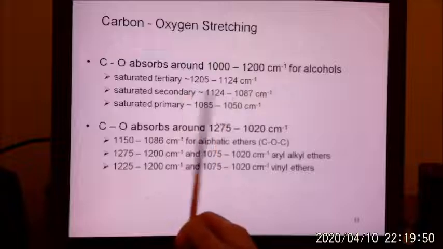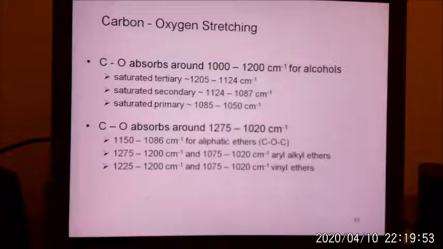Primary, secondary, and tertiary. So tertiary is going to be a higher frequency. When you look at ethers, again, aliphatic ethers. But then when we start getting to sp2, that's my sp2 carbon oxygen. That's my sp3 carbon oxygen. Vinyl ethers, again, sp2 carbon oxygen, sp3 carbon oxygen. So you're going to see two peaks when you get your ethers.